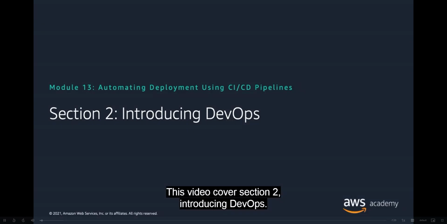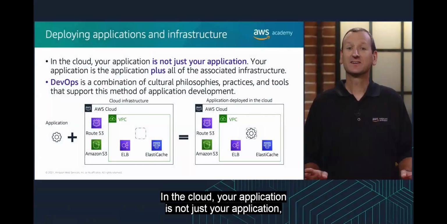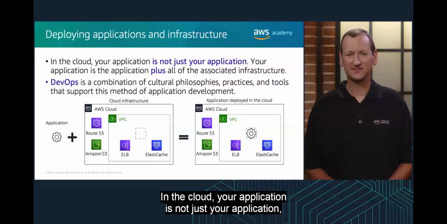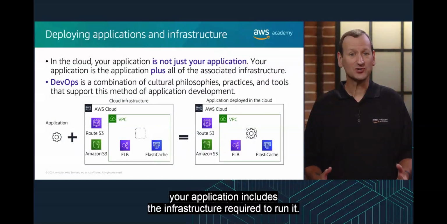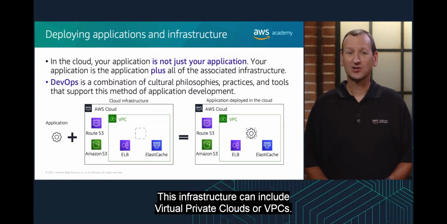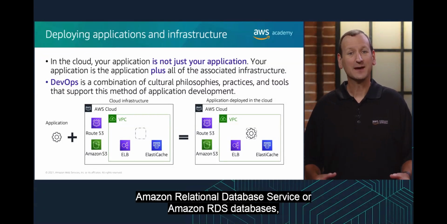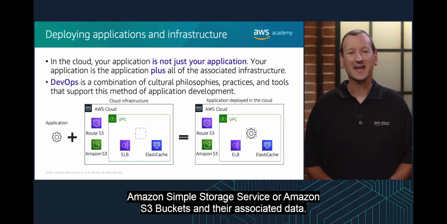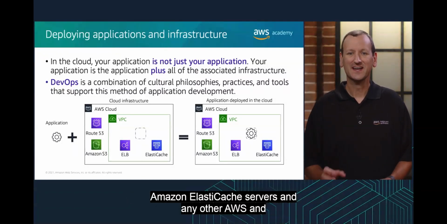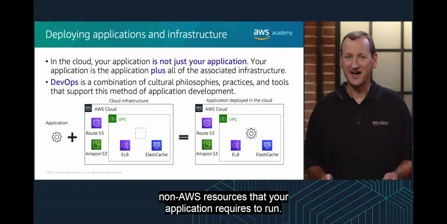Section 2, Introducing DevOps. In the cloud, your application is not just your application. Your application includes the infrastructure required to run it. This infrastructure can include virtual private clouds or VPCs, elastic load balancing, auto-scaling groups, Amazon Relational Database Service or Amazon RDS databases, Amazon Simple Storage Service or Amazon S3 buckets and their associated data, Amazon ElastiCache servers, and any other AWS and non-AWS resources that your application requires to run.